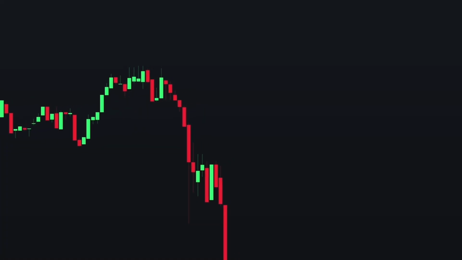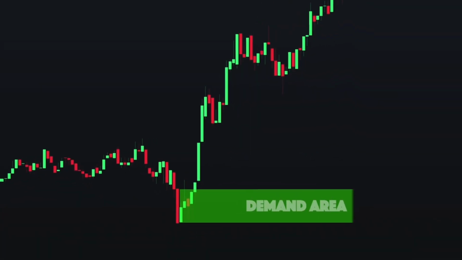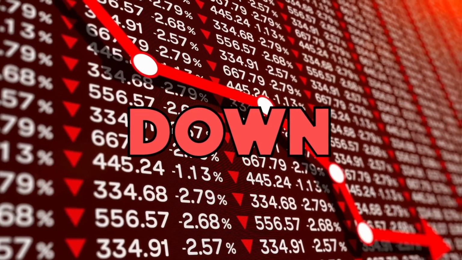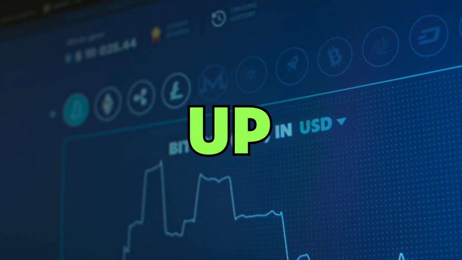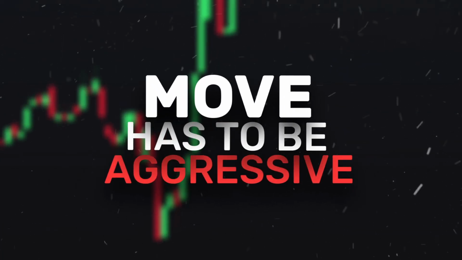So what is supply and what is demand? In the simplest terms, supply is an area where price had aggressive selling, and demand is an area where price had aggressive buying. So supply involves going down, demand involves going up. But one of the very key factors of supply and demand is that the move has to be aggressive.